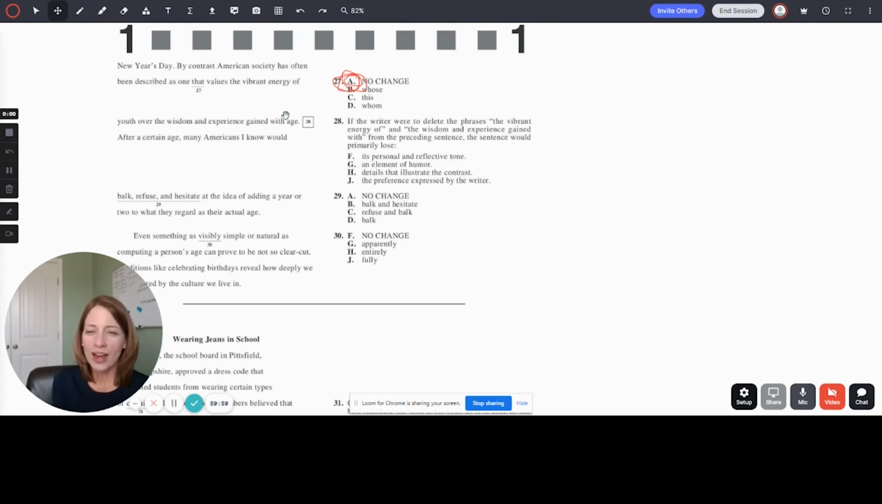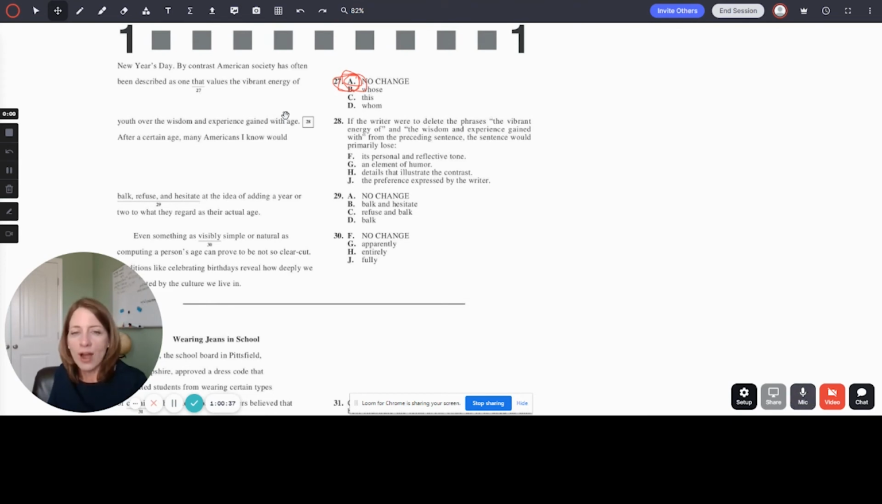Okay. If I did whom values, no, whom is an objective form, and you don't need the objective form there. This values has often described as one, this values, no, that just sounds weird. Has often described as one whose values the vibrant energy of youth. I feel like I think American society and that values.